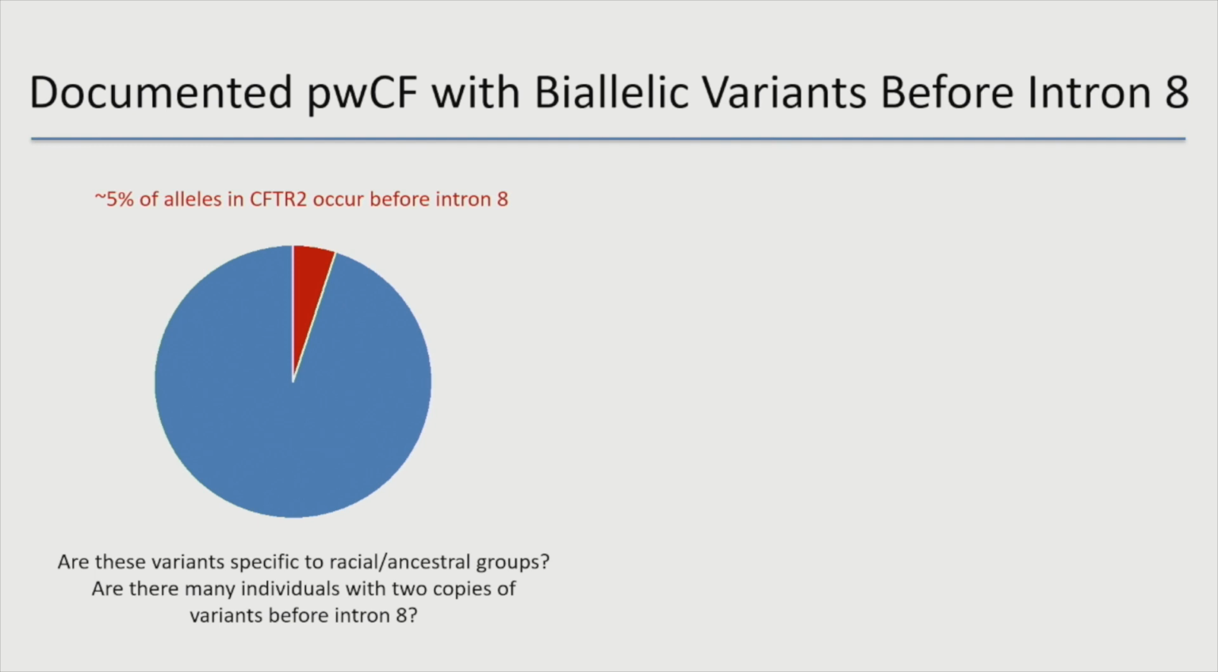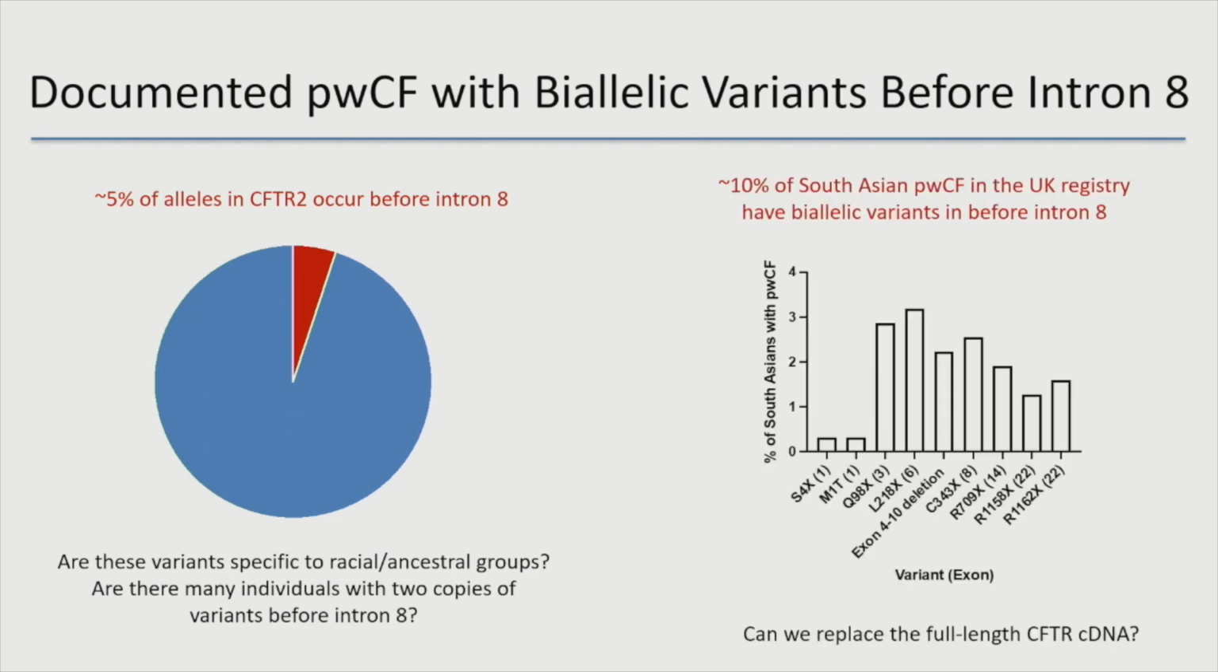And so I went into CFTR2 and started looking at the percent of alleles that might occur before intron 8 that have mutations, right? And so about 5% of alleles in CFTR2 have variants before intron 8. But of course, I don't have access to all of the other populations in the registry data. So I went into the data set that I knew, right? So this was the UK registry data set, and I mostly just looked at the South Asian population. And you can see here that about 10% of people with South Asian ancestry have biallelic variants that occur before exon 8, right? So here the exons are in parentheses. And so if you look at all the variants before intron 8, you can see this would add up to somewhere close to 10%, right?